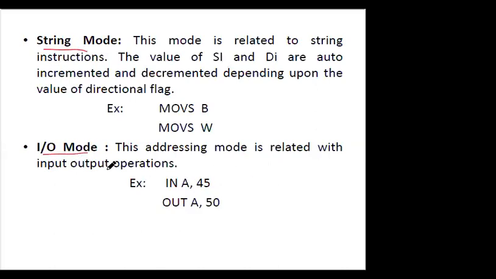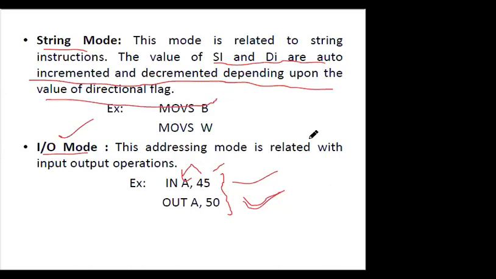The IO mode is for input-output operation, when a particular address or register, the accumulator, is located, as the accumulator can perform IO operations. So the accumulator is addressed to a particular port or location. This is the addressing mode of IO. In string mode, SI and DI are auto incremented or decremented depending upon the value of the direction flag. So this is known as the string mode of addressing.